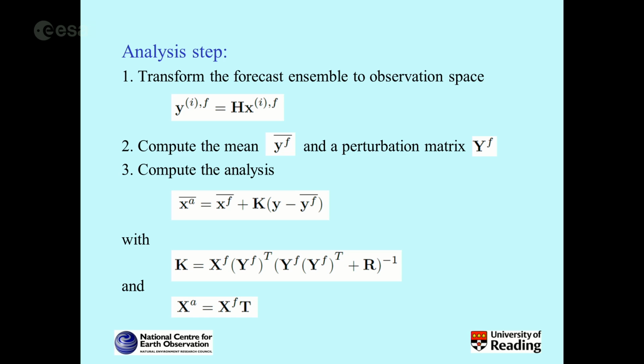So what we do here is we take each of our ensemble members and apply the observation operator to transform them to observation space. So we now have perturbations of observations. We compute the mean of these and a perturbation matrix, or the difference of them all from the mean, in the same way I did from the x's before. And then we have an equation for the analysis where, without going into the details, this perturbation matrix y, which is essentially our hx, comes into this K.